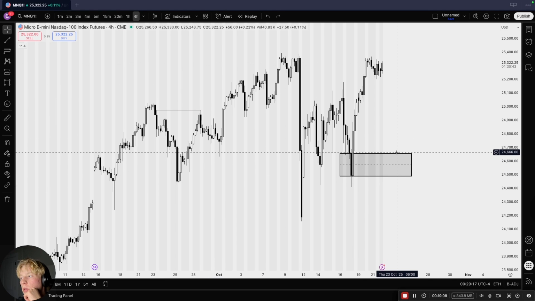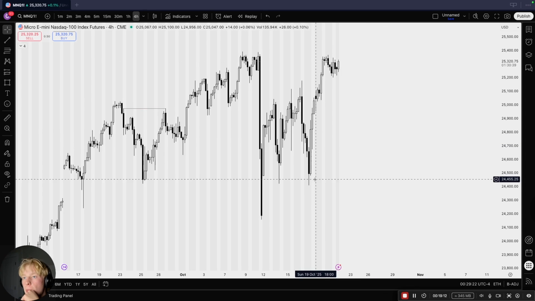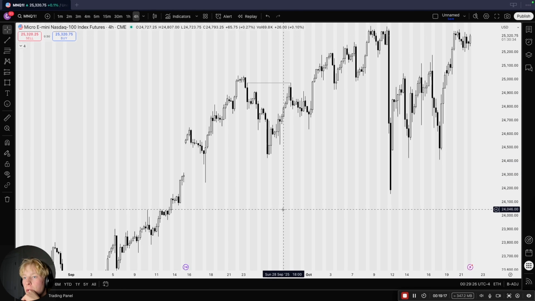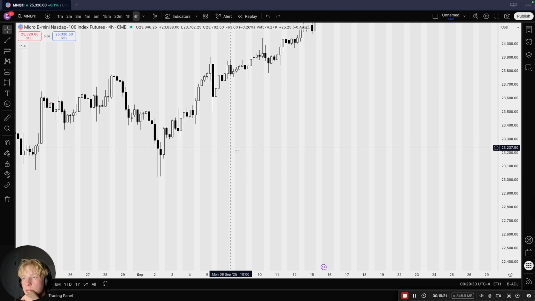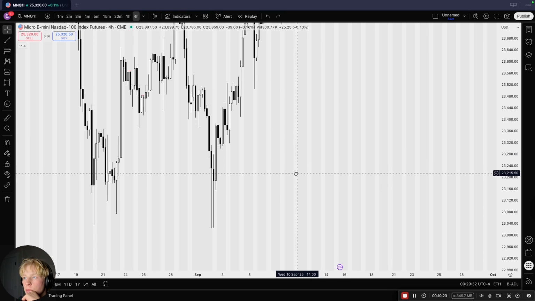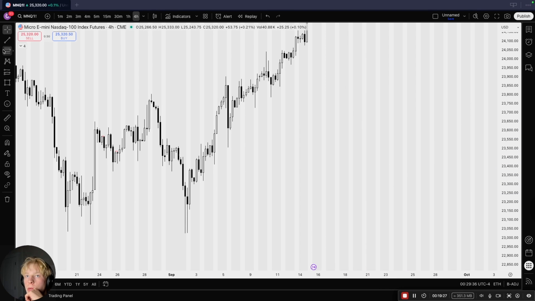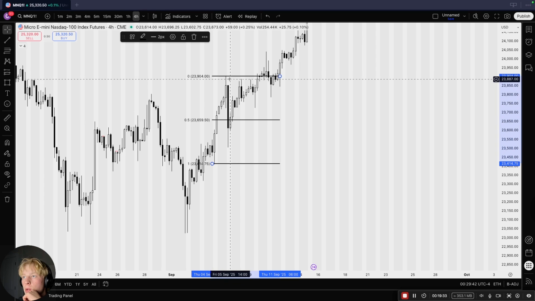Equilibrium. We'll do equilibrium now. Okay, equilibrium is so simple. We're going to need a high and a low. So down candle, up candle, the lowest point, up candle, down candle, up candle, down candle.